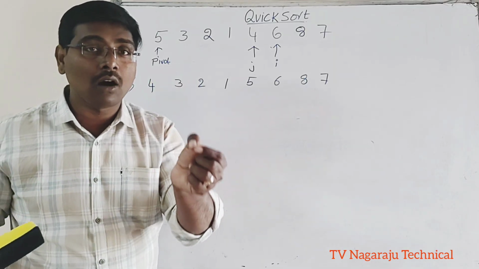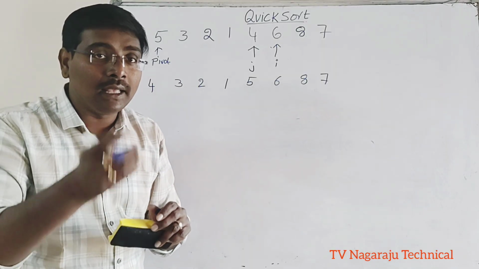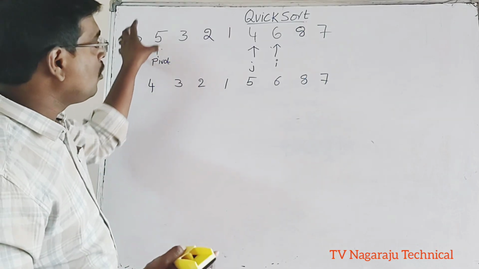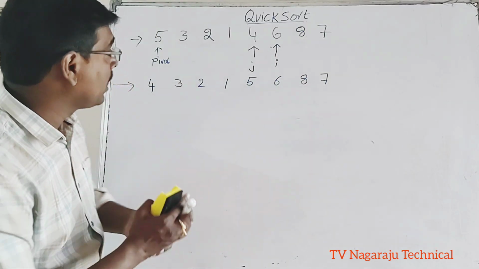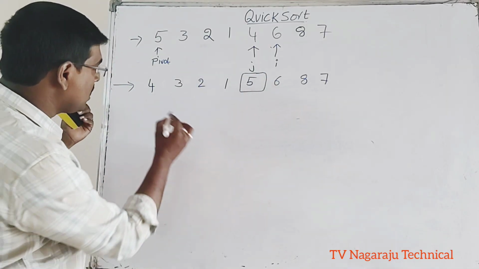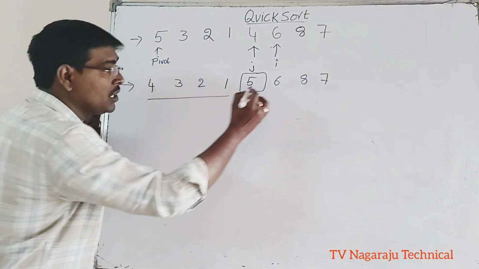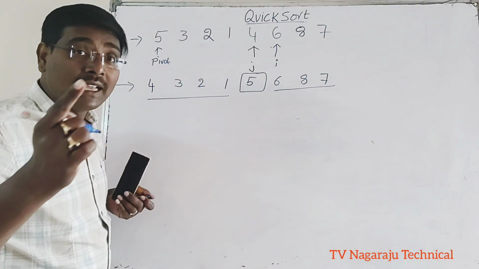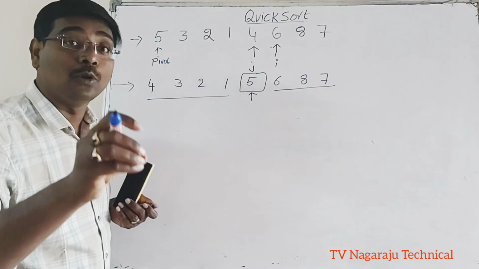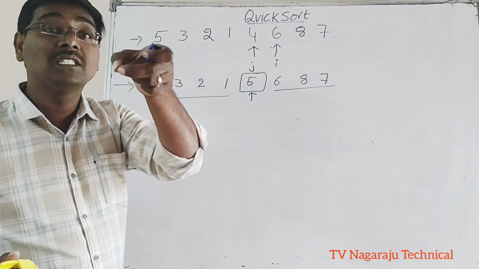Quicksort also follows the divide and conquer approach, but before dividing, first the Quicksort procedure moves the pivot to its position. Now observe, the pivot is moved to this position. If you observe, all the left side values are less than the pivot, and the right side values are greater than the pivot. Now 5 is in its proper position. If you arrange in sorted order, the position of 5 is fixed.